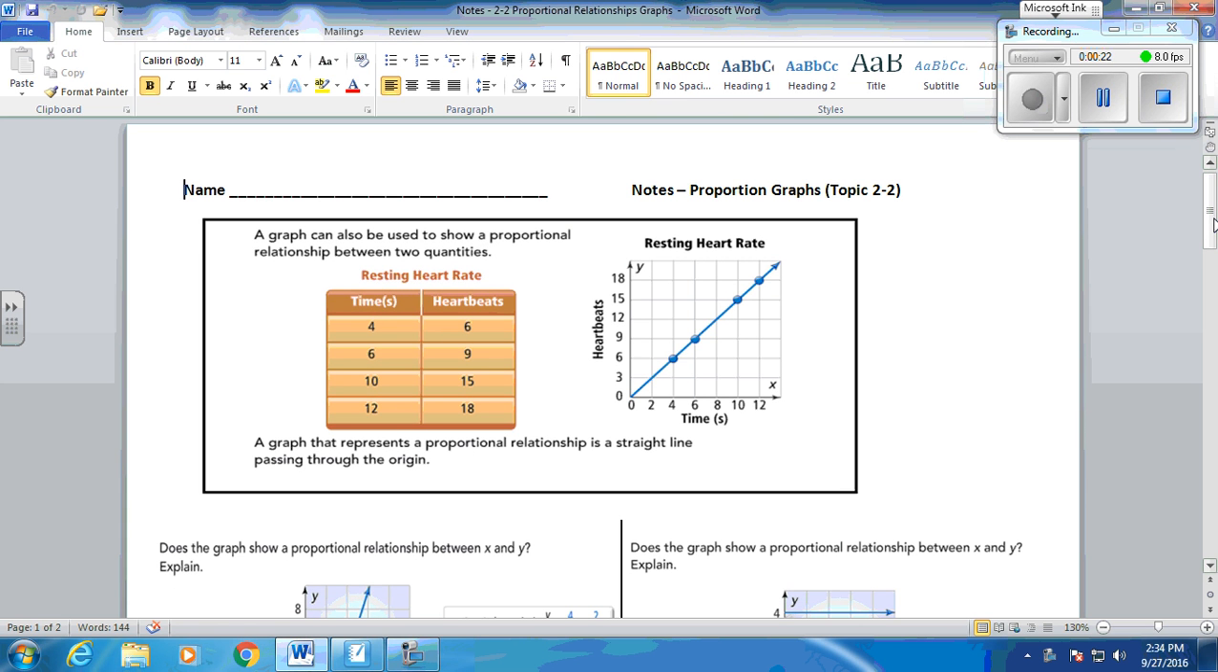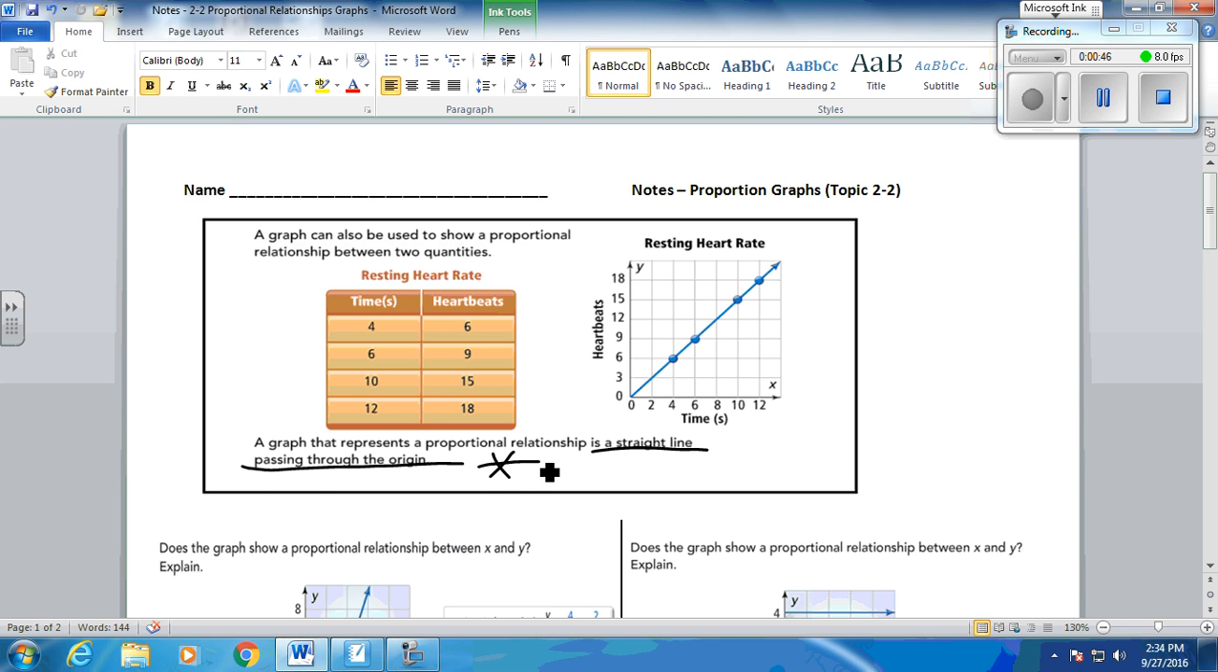It states that a graph can also be used to show a proportional relationship between two quantities. So again, yesterday we talked about a table being one of those ways, and now we have a graph. A graph that represents a proportional relationship is a straight line passing through the origin. This is the main key concept of today's lesson.